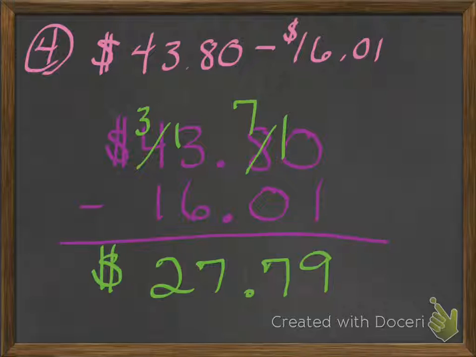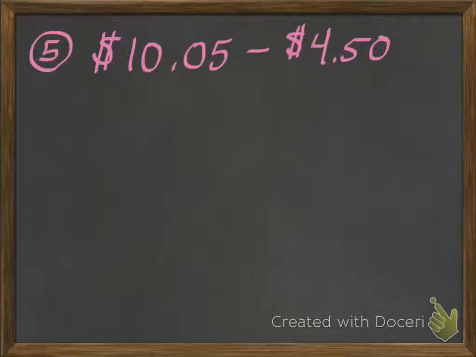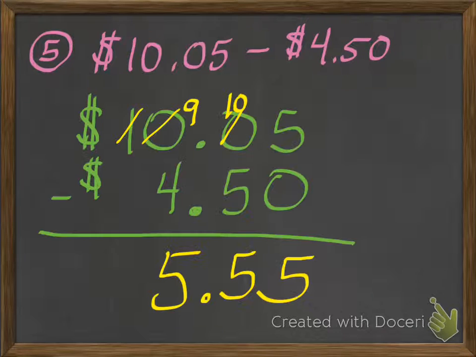Okay, after I line up the decimals and then I subtract, I get $27.79. Number 5, $10.05 minus $4.50. Okay, for this one, I didn't have to add any hidden zeros, but I did have to borrow from two next door neighbors to be able to subtract this 5 right here from the 0.